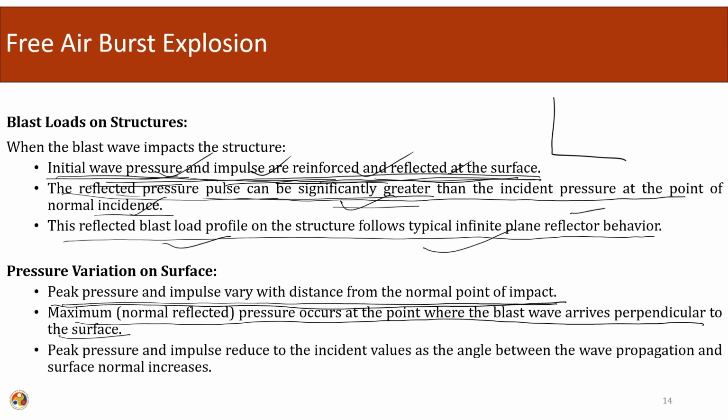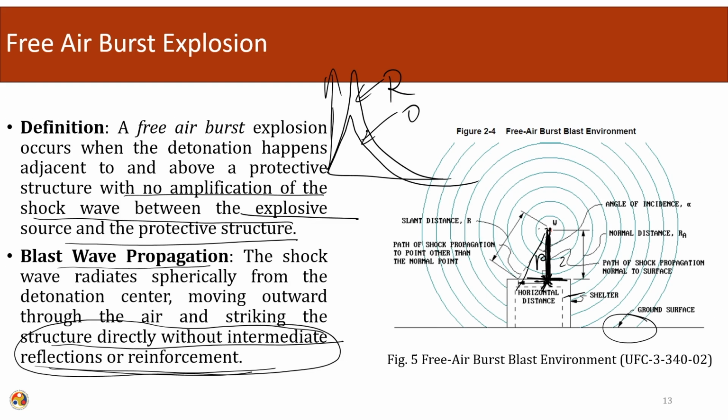The peak pressure and the impulse reduce to the incident values as the angle between the wave propagation and the surface normal increases. As this distance increases, the intensity of the reflected pressure also dies down. And there will be a point where the incident pressure and the reflected pressure will be the same. So, this is the free airburst explosion.